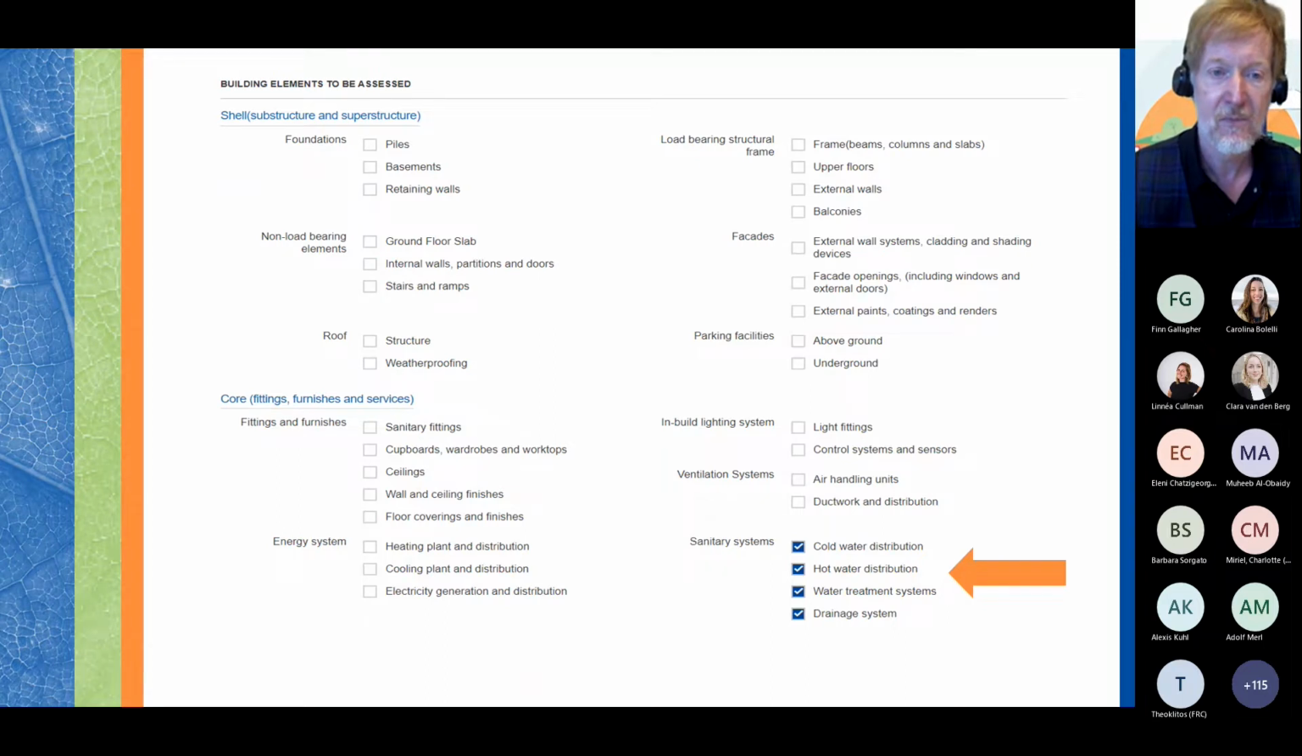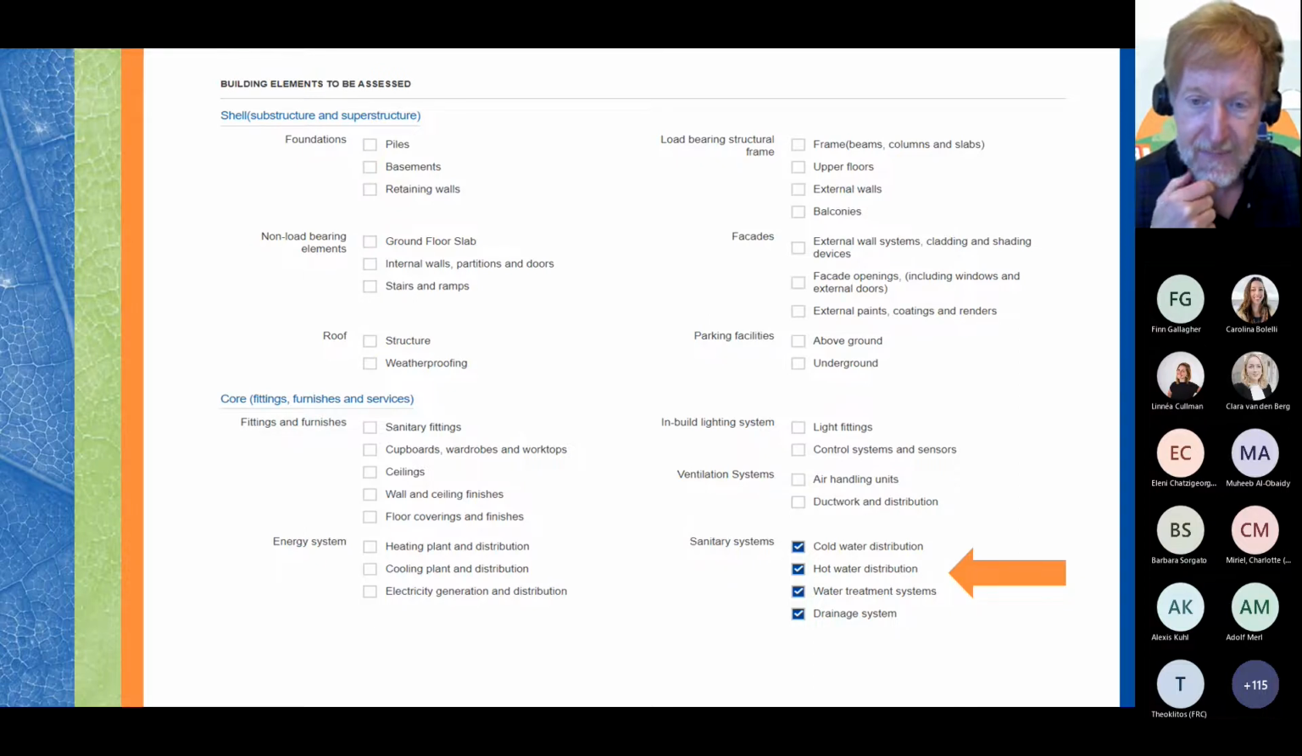And here you come to the building elements and the parts that should be assessed. Here we go specifically for sanitary appliances. As you can see, you can select multiple different elements. You can select everything on this page if you think it's necessary. We are focusing right now on the sanitary systems. And coming to the next slide, please.